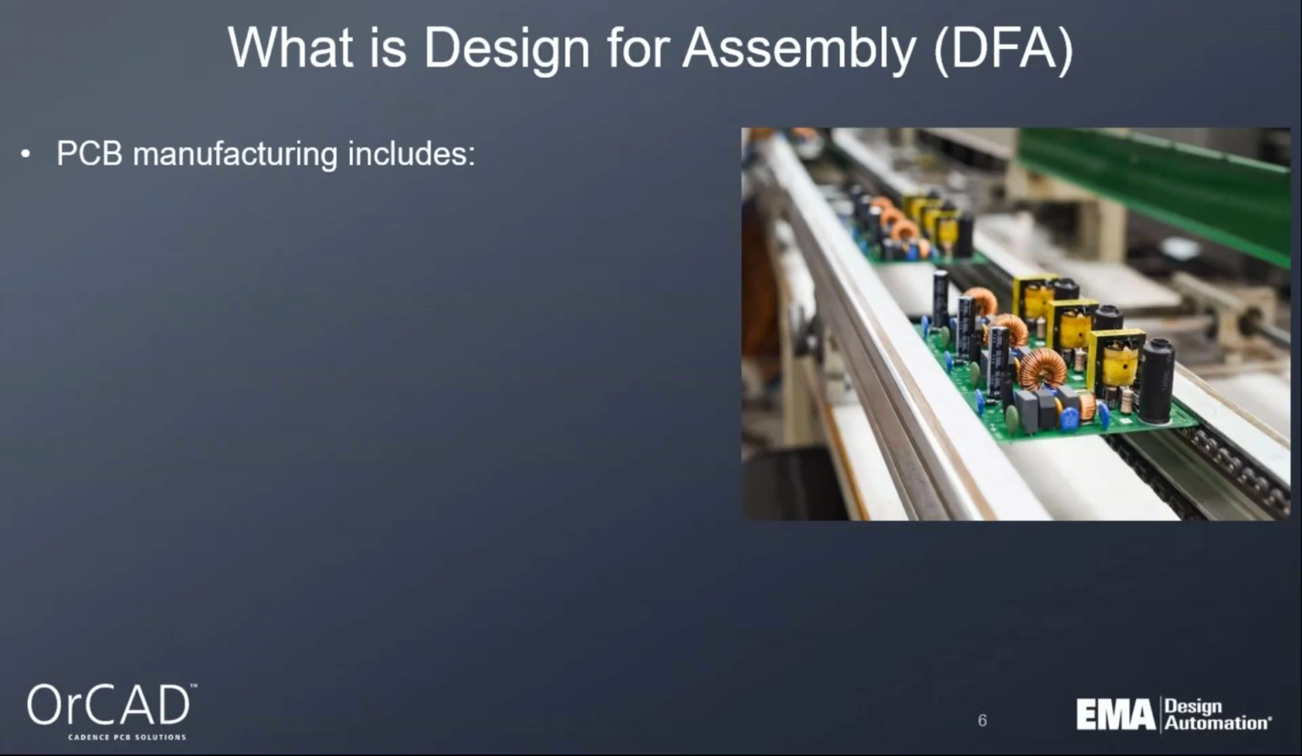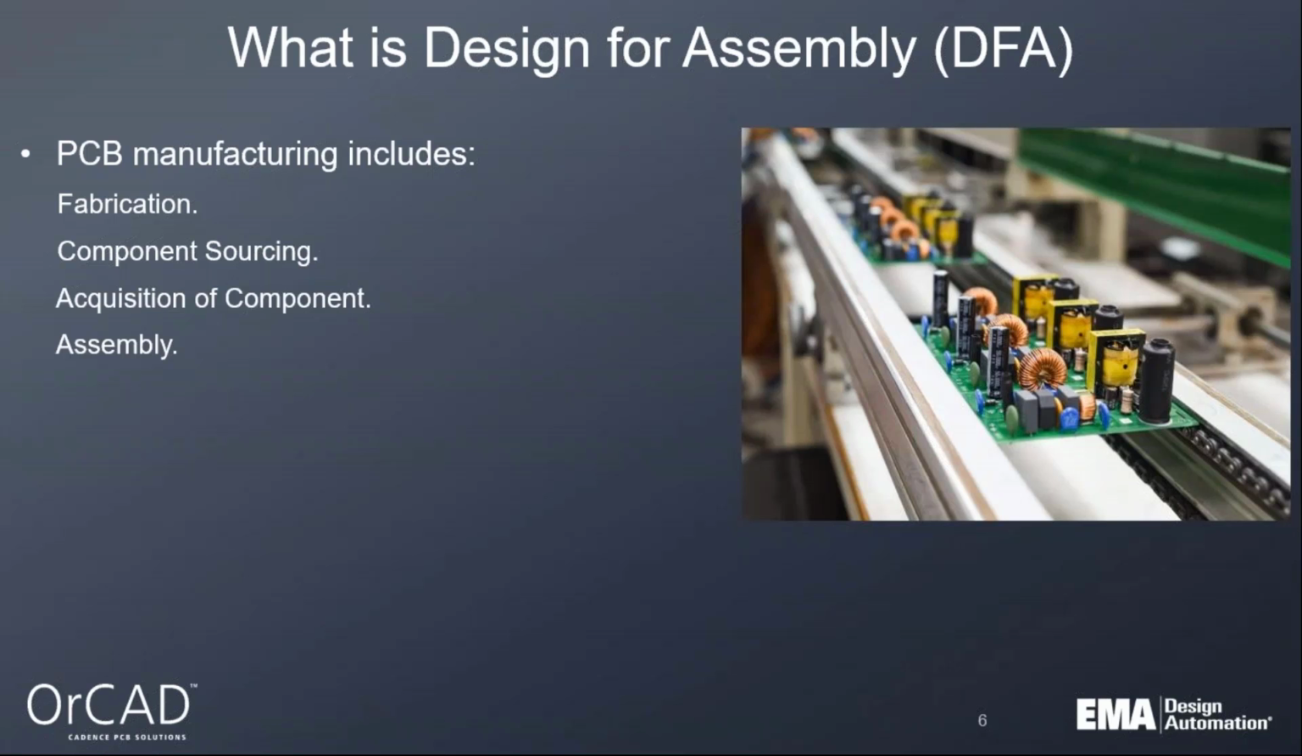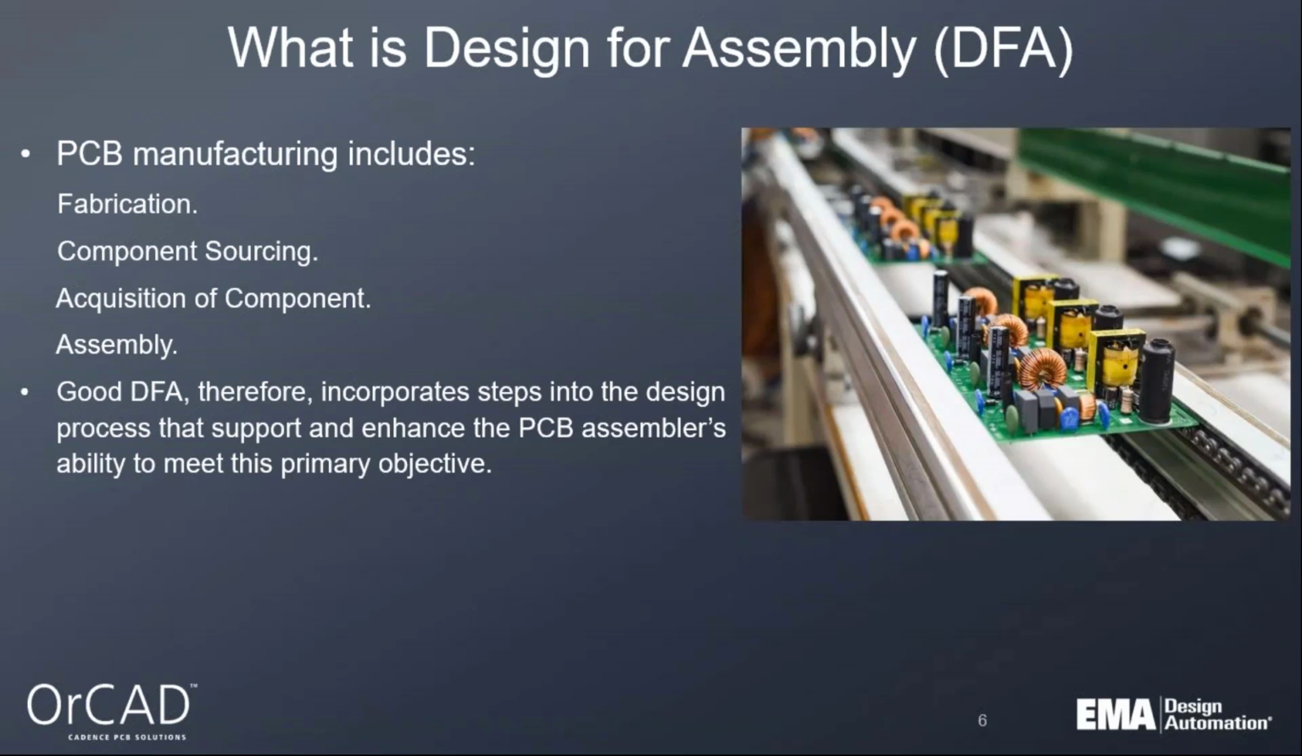So what is design for assembly? PCB manufacturing includes things like fabrication, of course, component sourcing, acquisition of components, and assembly. These are a few of the things that a good DFA incorporates into your design process so that you can support and enhance the PCB assemblers and meet your primary objective, quickly assembling your boards with ease and with less friction.